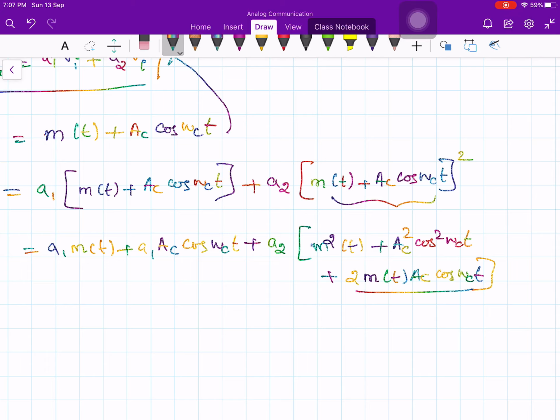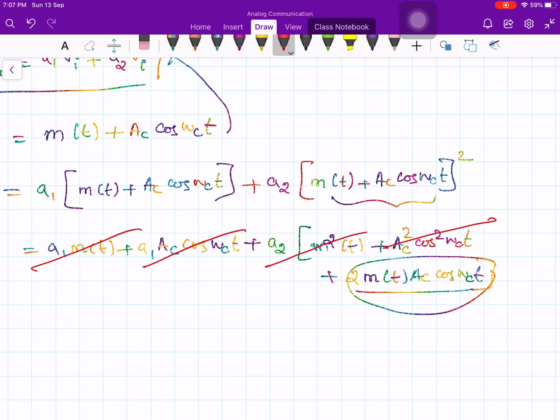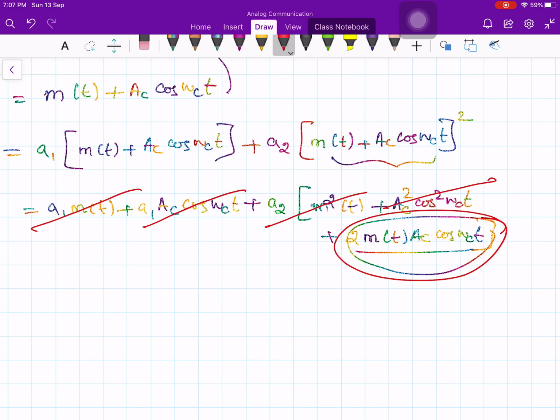Okay, so along with this product term, there will be a lot of other terms as well. So what we will do is put a proper filter to separate out these terms, remove this, this, this, and this, and pass this part alone. We have to ensure that it is possible to separate out the desired product term from the rest of the terms.